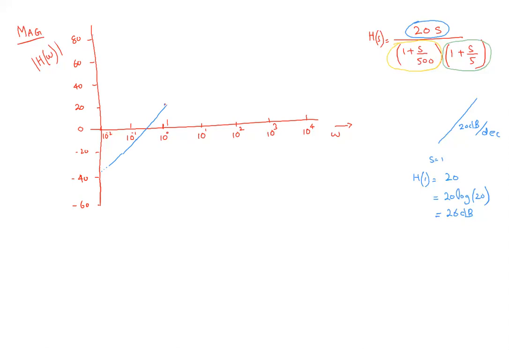So if omega is equal to 1, it is 26 dB. At omega equal to 10, it will be 46 dB. I'm just writing the numbers, 26 and 46 dB, for your own understanding, and this will continue with what slope? 20 dB per decade. So whenever you have a zero at origin, you can at least identify its value at s equal to 1, and then you can just go back and forth per decade.